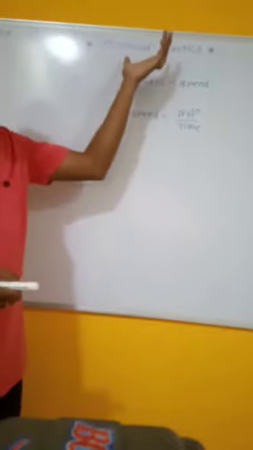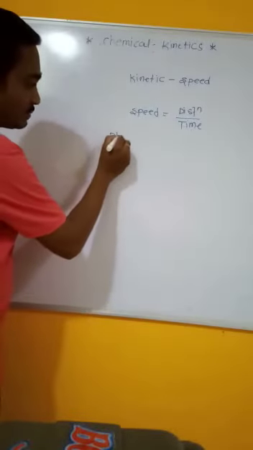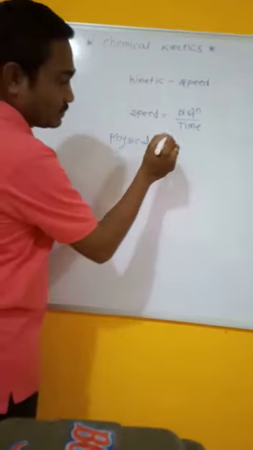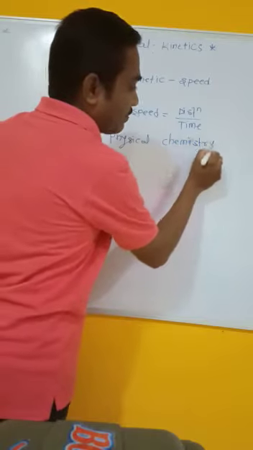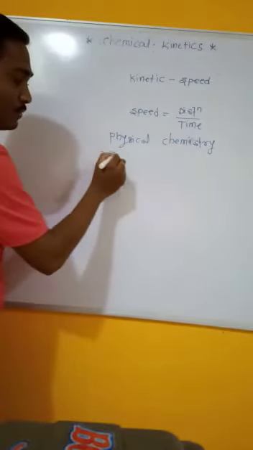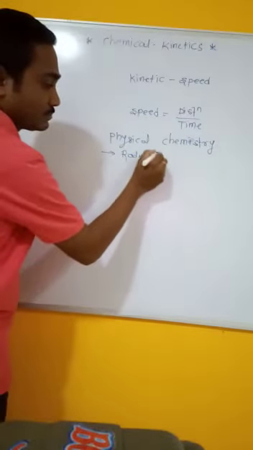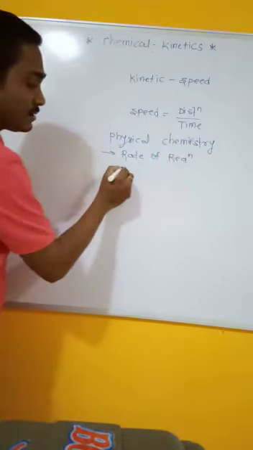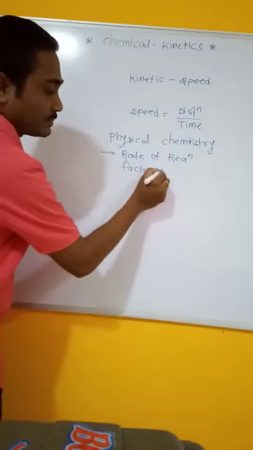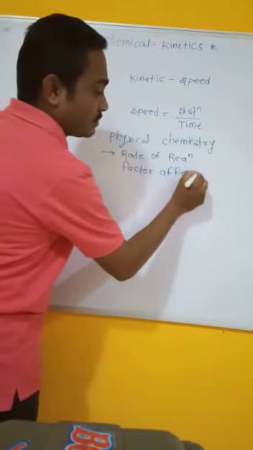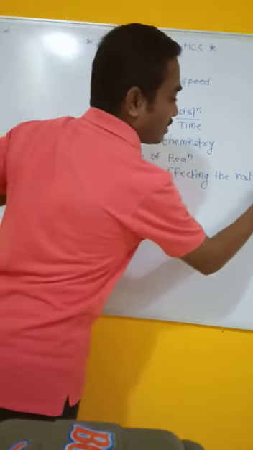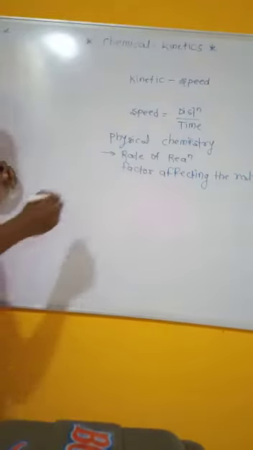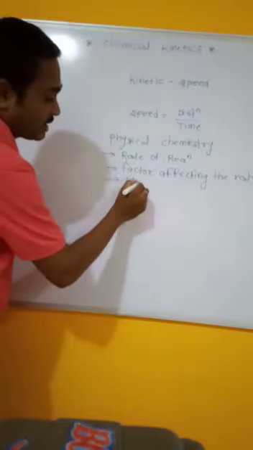Chemical kinetics is a branch of physical chemistry which deals with the study of the rate of reaction, the factors affecting the rate of reaction, and the mechanism by which the reaction proceeds.